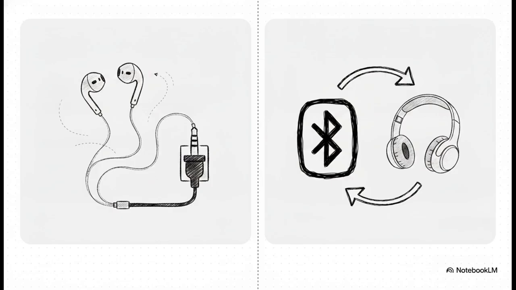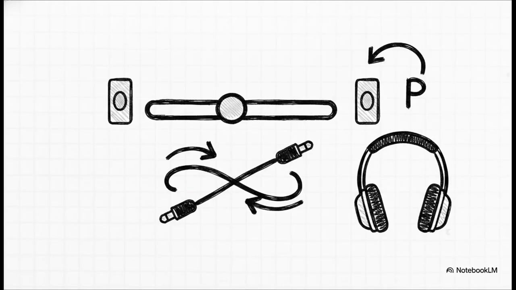On the flip side, if you're living a wireless life with Bluetooth, the fix is usually as simple as just trying to re-pair the device. Sometimes during that digital handshake process, one channel just fails to sync up correctly. Unpairing and pairing again, that just forces a nice fresh connection. But what if those hardware connections are totally fine?